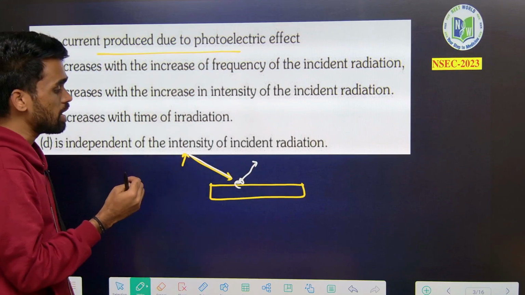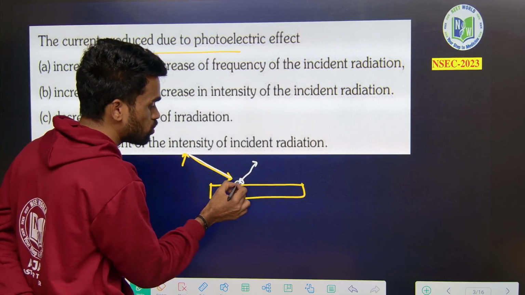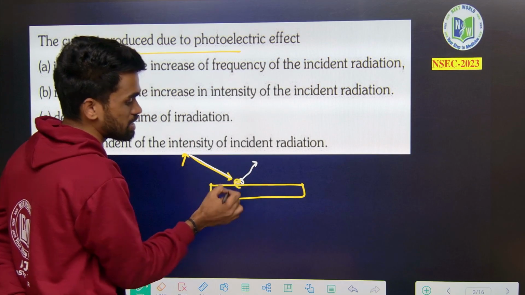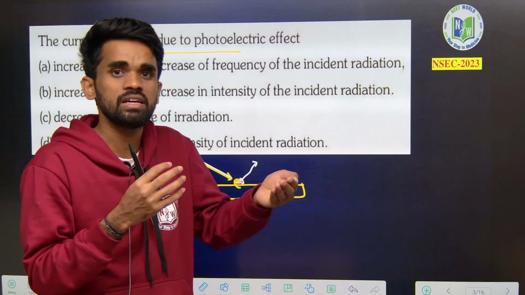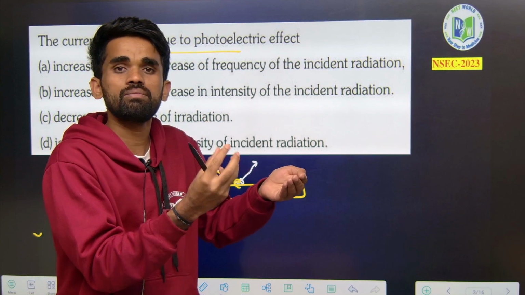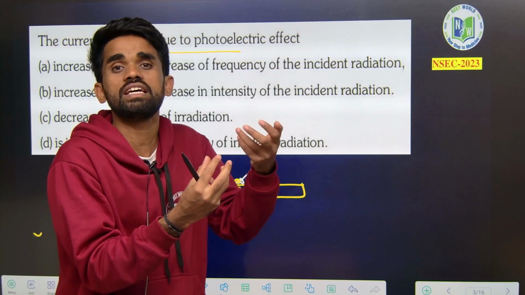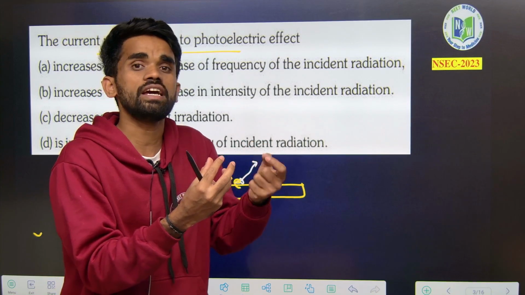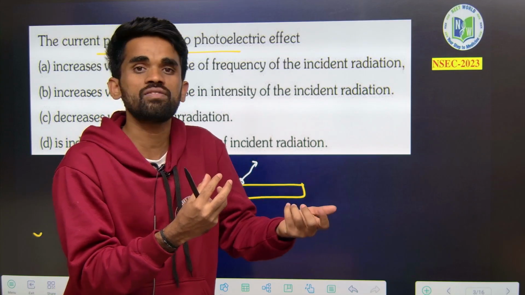Why? Because the minimum energy required to remove an electron from this metal surface is a fixed value, right? Even if you increase the frequency after supplying the minimum amount of energy required, there is no change in the number of photons ejecting. They just use that extra frequency as kinetic energy of the photoelectron.